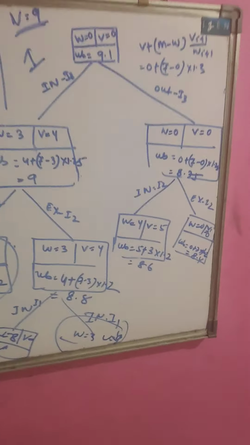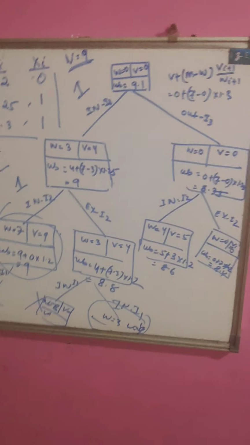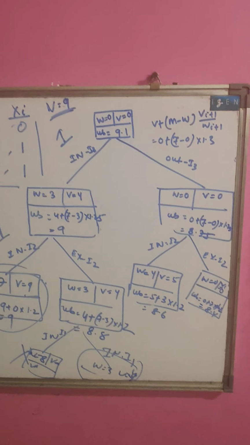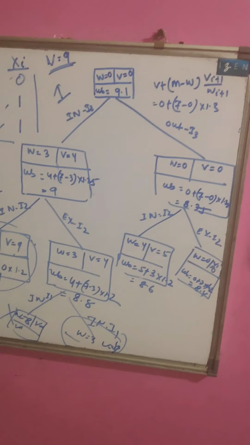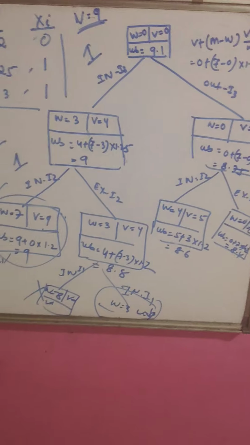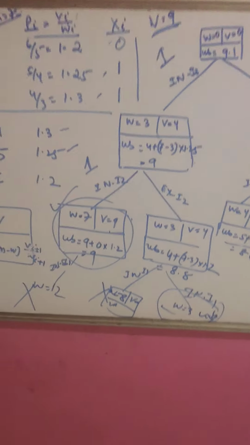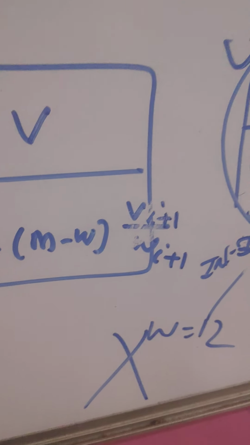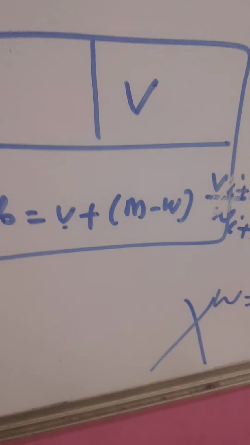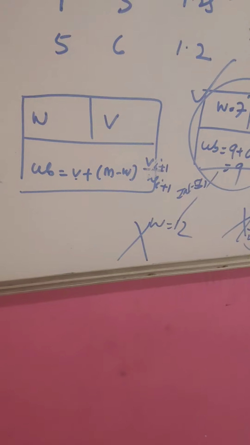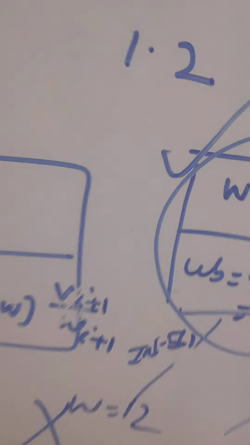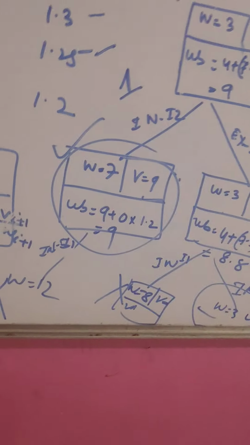So the way we have solved this problem is called the branch and bound technique. That means we have to construct a tree, and at each node I have to specify the upper boundary conditions. Remember the formula for the 0/1 knapsack problem. The upper boundary condition is V plus M minus W into Vi plus 1 by Wi plus 1. What is V? V is the value, M is the knapsack size or bag size, W is the weight, and Vi plus 1 by Wi plus 1 is the ratio of profit to weight of the next item.